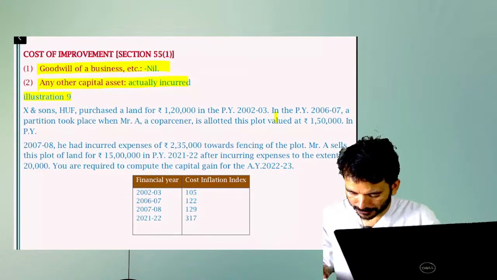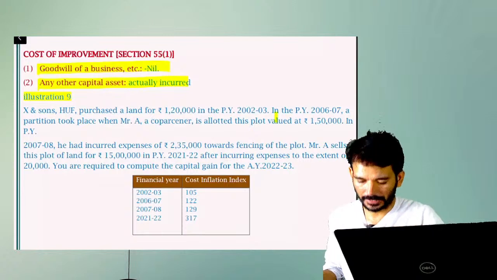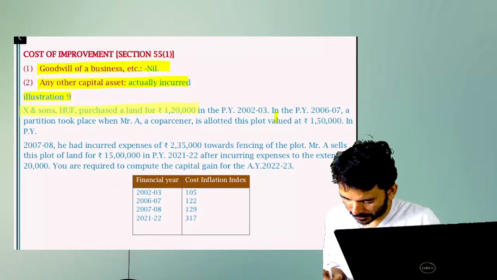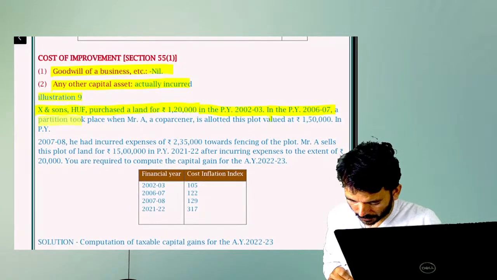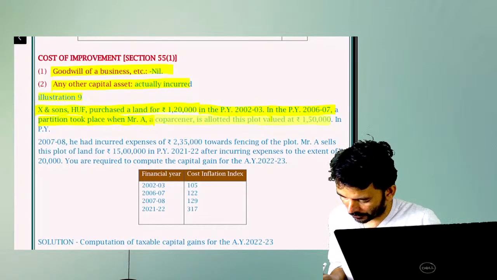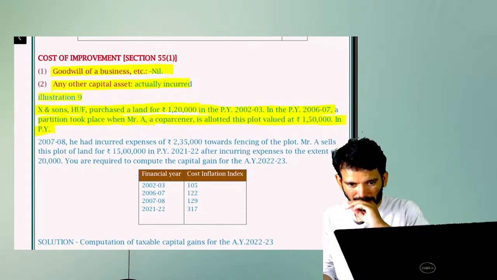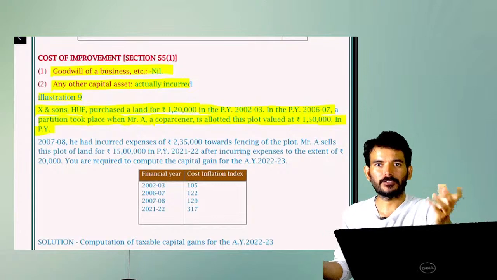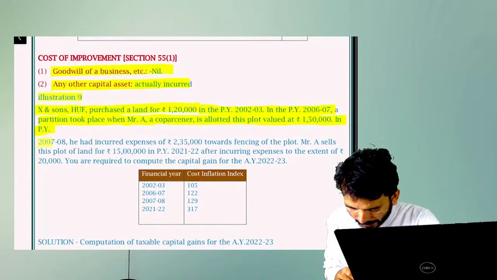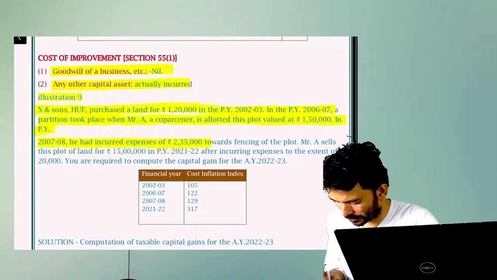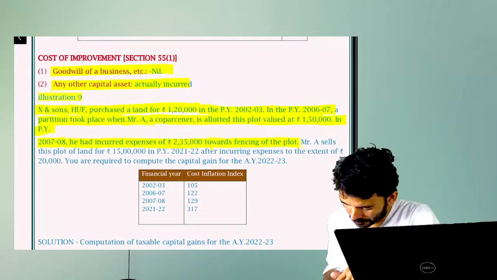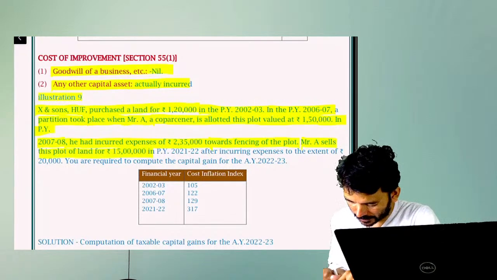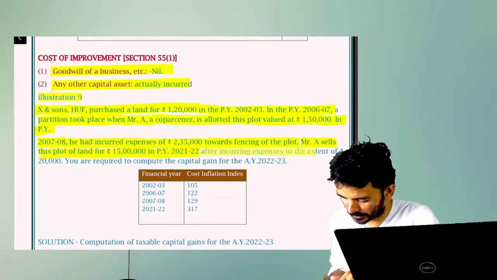Okay, so this question I'll read, and again it will be you who will be solving it. X and sons HUF purchased land for this rate in the previous year 2002-03. In the previous year 2006-07, a partition took place when Mr. A, a coparcener, is allotted this plot valued at 1.5 lakh. Sorry, allotted, which means there is a partition of HUF. You know that when there is a partition of HUF, there is not a transfer. In 2007-08, he had incurred expenses of 235,000 towards fencing of the plot. This is a cost of improvement. Mr. A sells this plot of land for this much in previous year 21-22 after incurring expenses of 20,000.